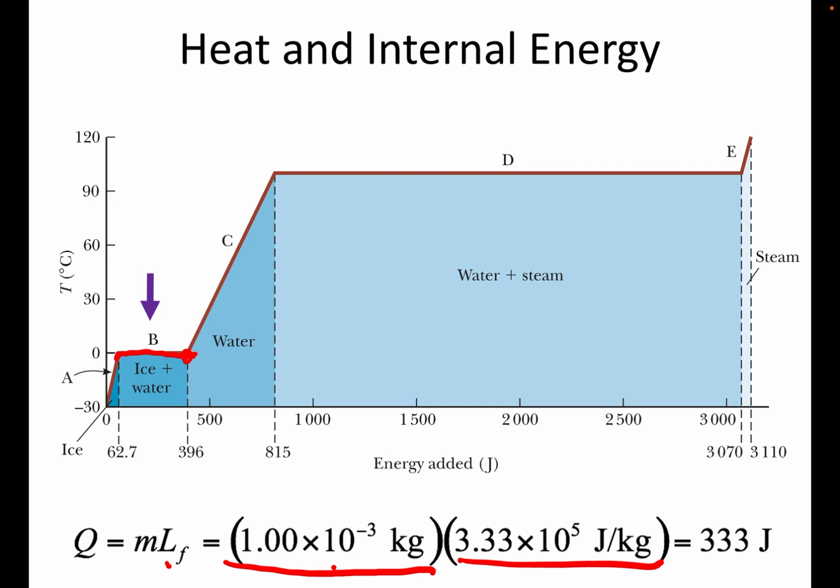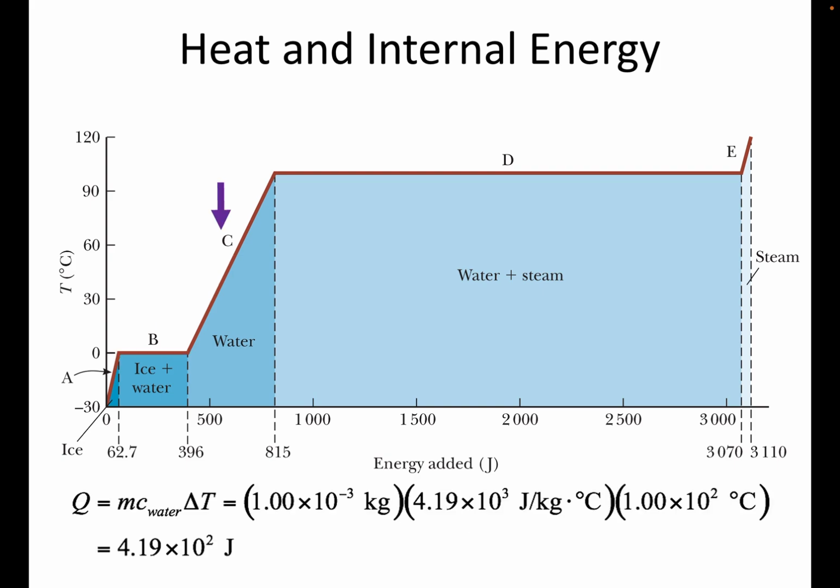And then we need to increase the temperature of the water. The heat required to increase the temperature of water to 100 Celsius is mass times the specific heat of water, which is different compared to the specific heat of ice. The temperature change is from 0 to 100 degrees. That's how much energy we need, about 419 joules of energy to increase the temperature of the water from 0 to 100.